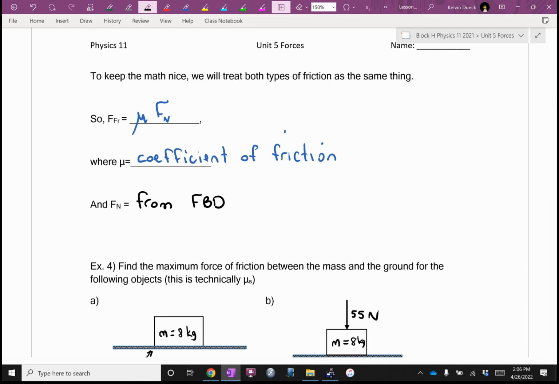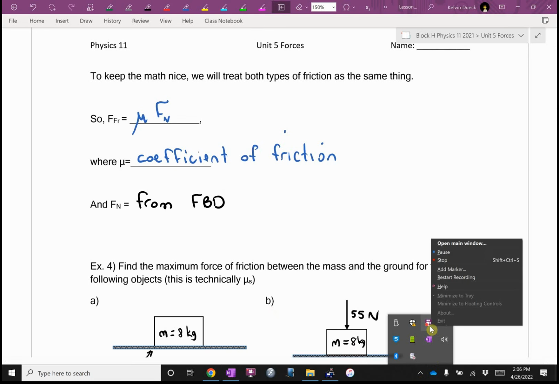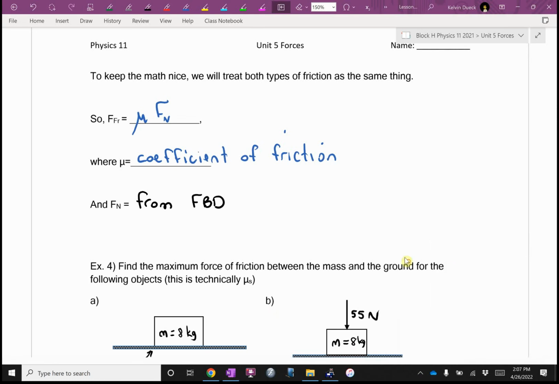By the way, friction is a bit of a weird force, especially when an object is at rest. When an object is at rest, friction is only as big as it needs to be. Sorry for those of you at home on YouTube. I'm going to be doing a demo in class, but you're not going to get it.